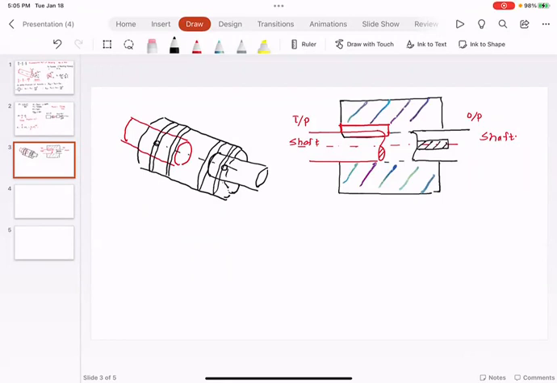So basically, if you take that coupling out and try to move it, you will notice there is a little bit of give. It's not a solid rigid coupling. There is a little bit of give.